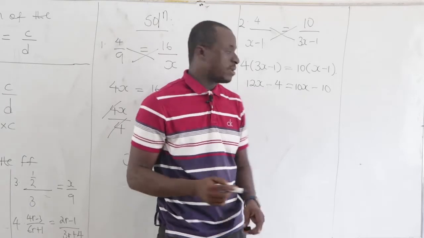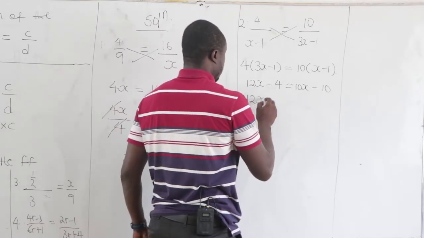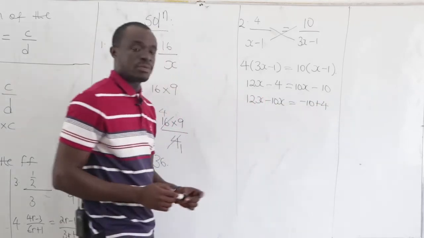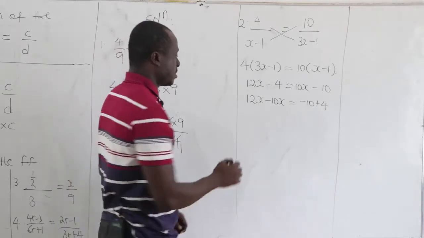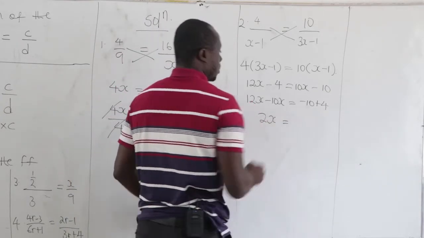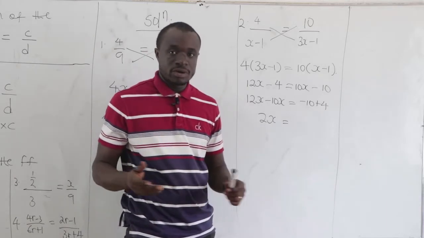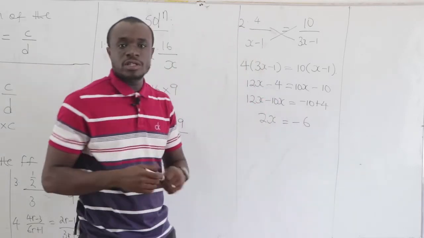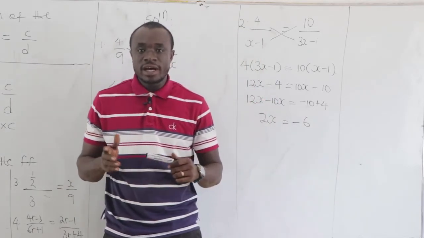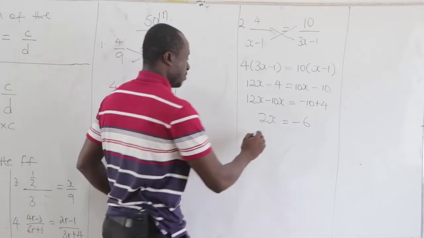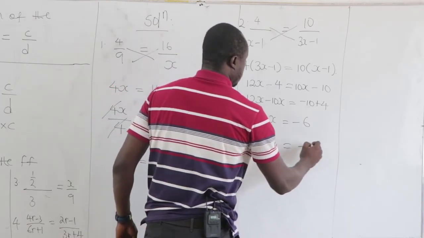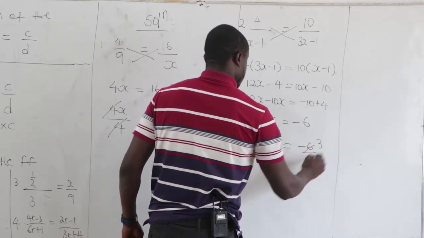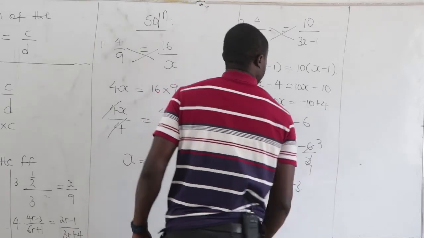From here we group like terms. So you have 12x minus 10x equal to negative 10 plus 4. Now 12x minus 10x is just 2x. Negative 10 plus 4 gives us negative 6. We want to find x. What is multiplying the x? 2 is multiplying the x, so we divide by that. So we have 2x over 2 equal to negative 6 all over 2. That cancels, and 2 goes into 6, that is 3 times. So we have x equal to negative 3.